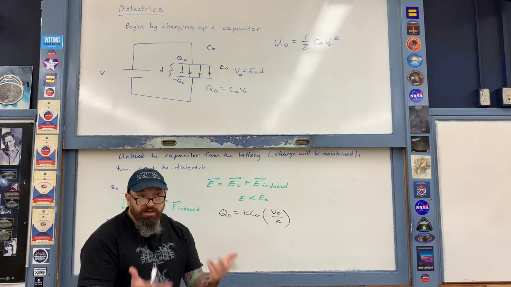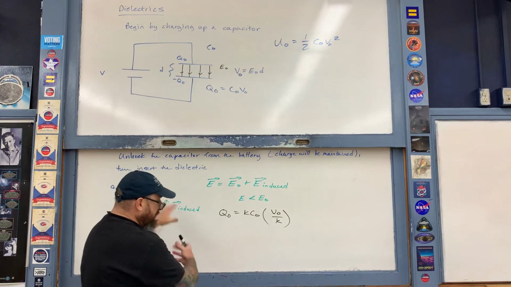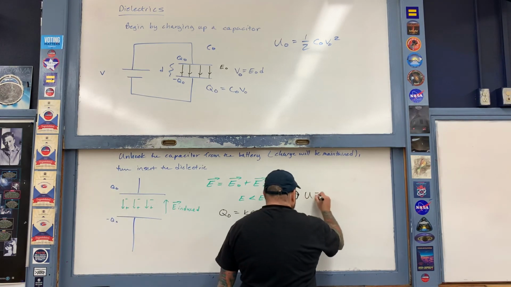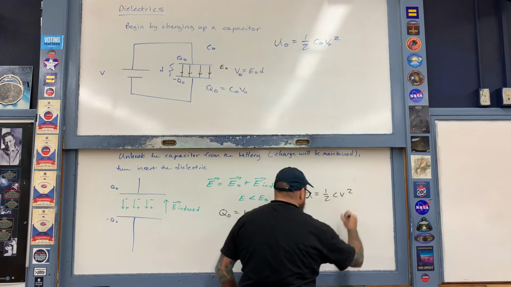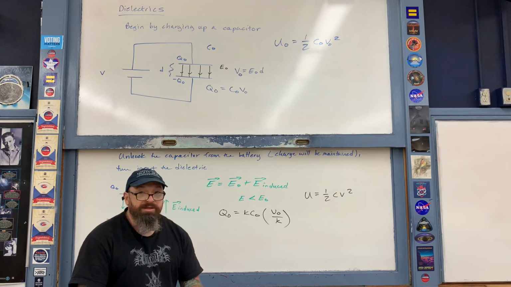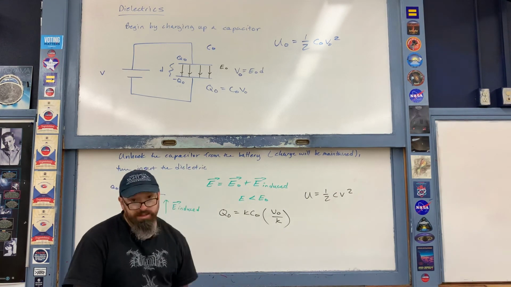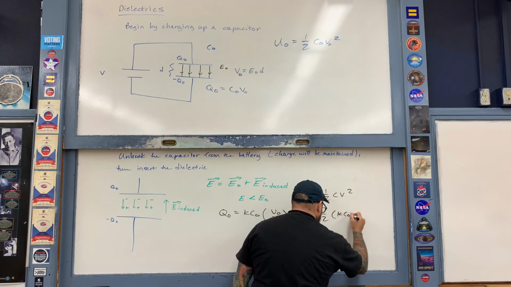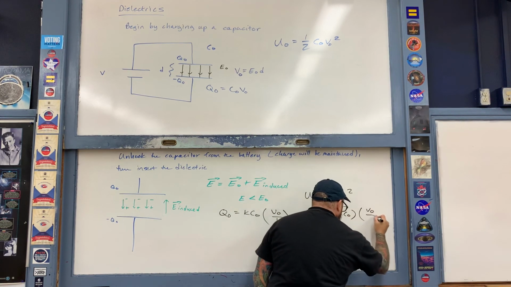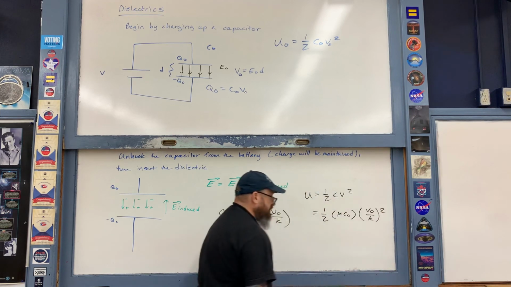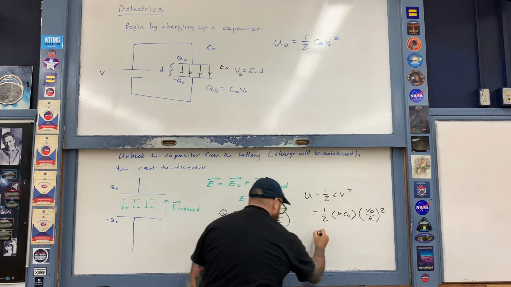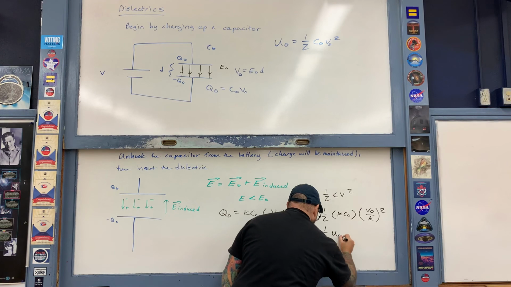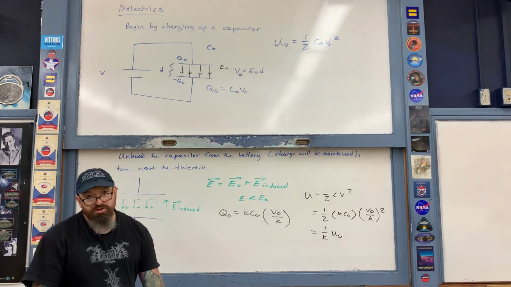We can then calculate, if we wanted to, the potential energy stored in this situation. It would be 1/2 CV squared, but now this is going to be a lesser value than it was on the top board. The reason why is because we have 1/2 times K C naught, but then times V naught over K quantity squared. If you do the math here, you end up with a lesser value of potential energy than before.